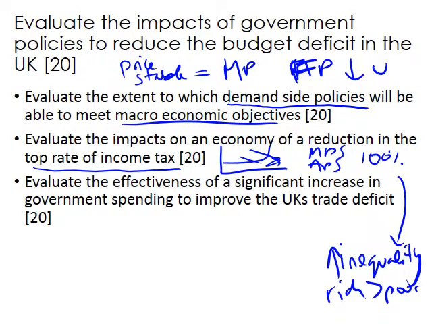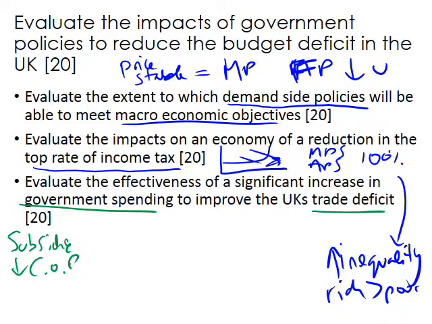And the last one, evaluate the effectiveness of a significant increase in government spending to improve the UK's trade deficit. Well, you could do this one in terms of subsidies on one side, reducing cost of production for a business, allowing them to increase output, and that would allow them to reduce the price of exports, so exports become cheaper.